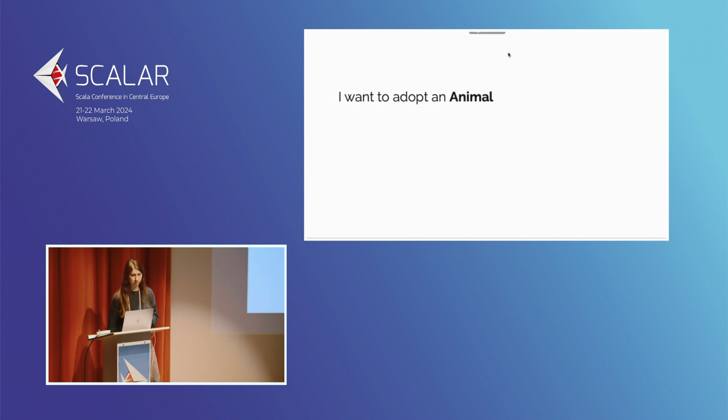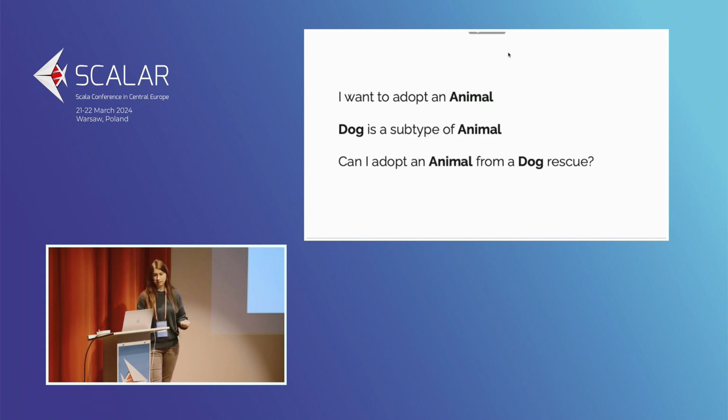So first, I usually like to just walk through a few logical steps. Before I try and convince the compiler to do anything, I just like to walk through the logic in my head and make sure that what I'm trying to do even makes sense to begin with. So we said I wanted to adopt an animal. We know that dog's a subtype of animal. And the question is, can I adopt an animal from a dog rescue? Now, if you pause and think about that for a second, an animal can be a cat, can be a dog. I'm not too picky.